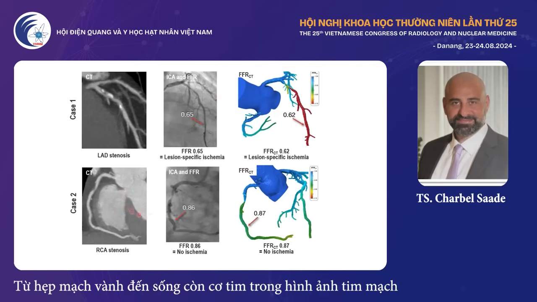If you have a look at coronary CTA, there is a stenosis. Here you actually see a 0.86. There's no ischemia, and on CT is 0.87. This patient doesn't need to have a PCI. They can just have medical therapy.